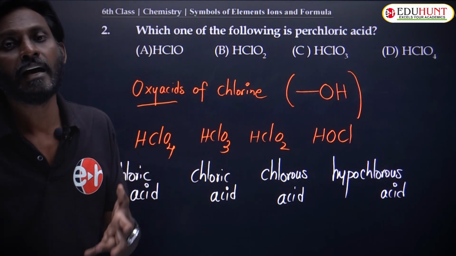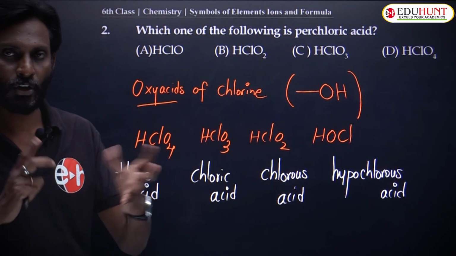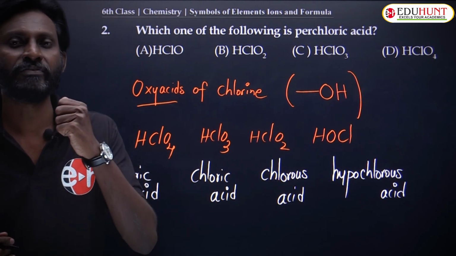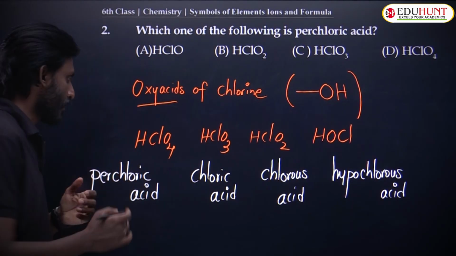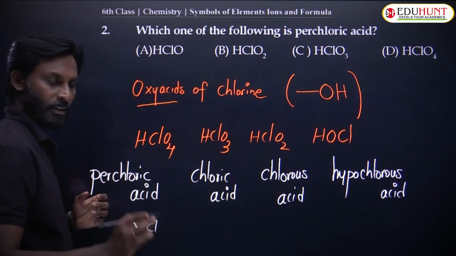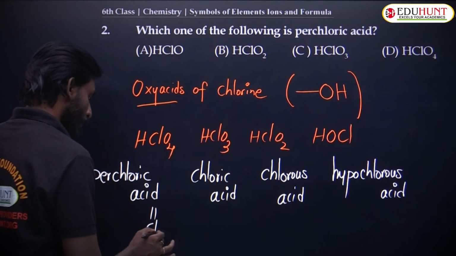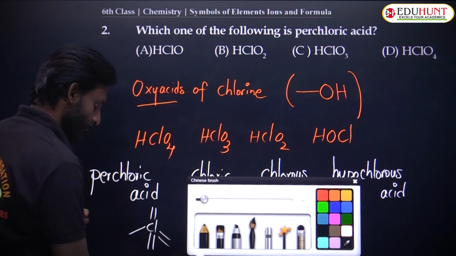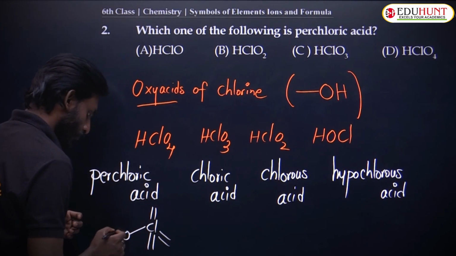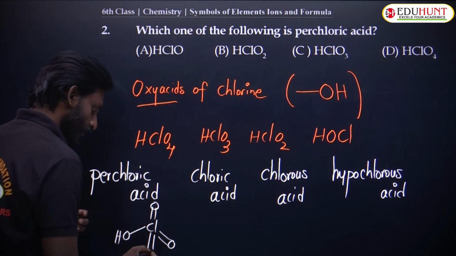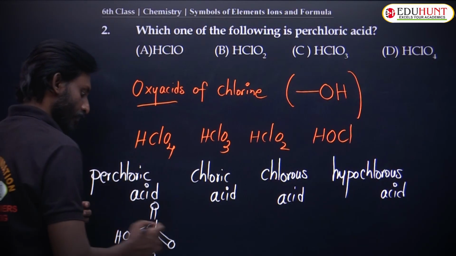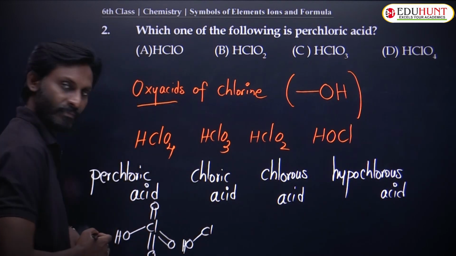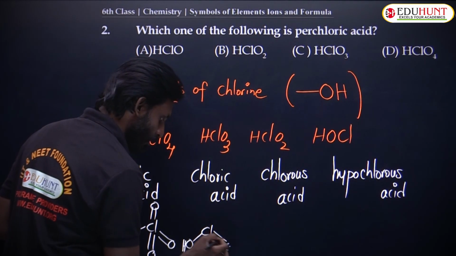You don't need to learn the structures or shapes in this 6th class foundation, but to give a little feel about the subject, I am drawing them. HClO4: chlorine with three double-bonded oxygens and one OH. Similarly for HClO3: three oxygens, one OH compulsory, and the rest two oxygens with double bonds.